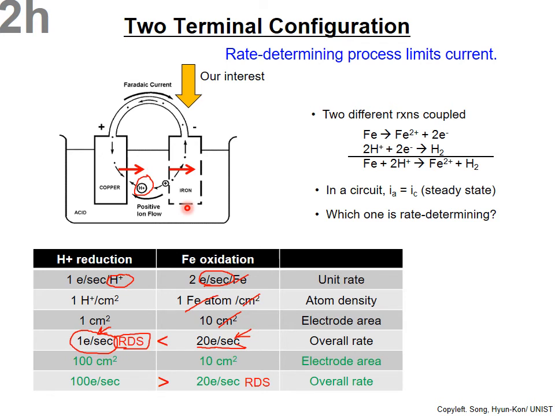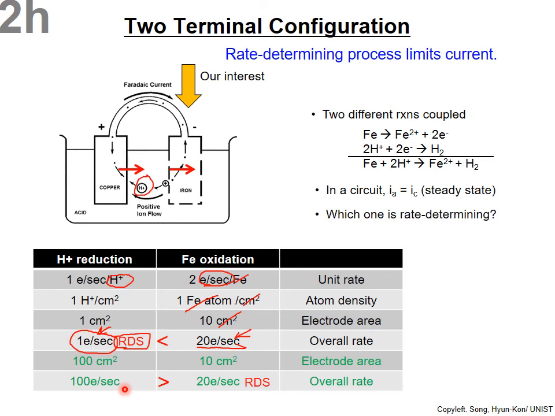Here is the very simple solution. So I have still used the same iron bar, 10 centimeters square, but in this case I have increased the surface area of the copper electrode. Then maybe more protons could be reduced into hydrogen gas. So the overall rate on that side goes up to 100 electrons consumed per second.